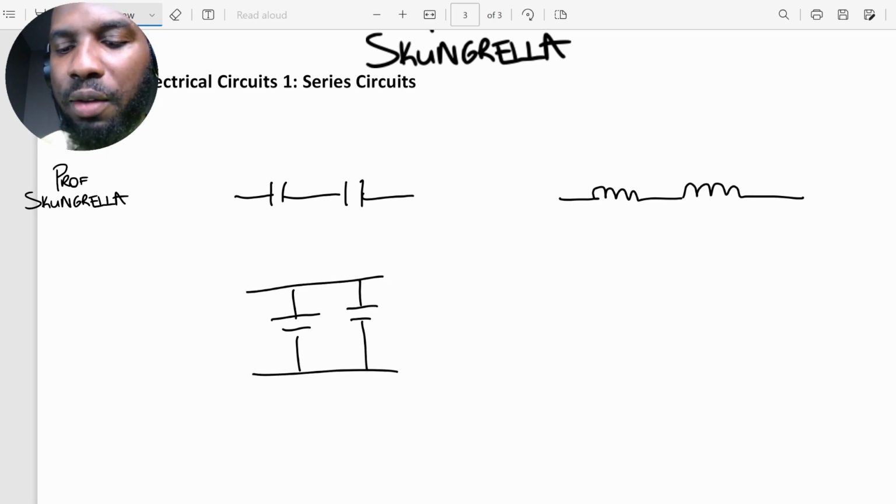How do we analyze resistors in parallel?